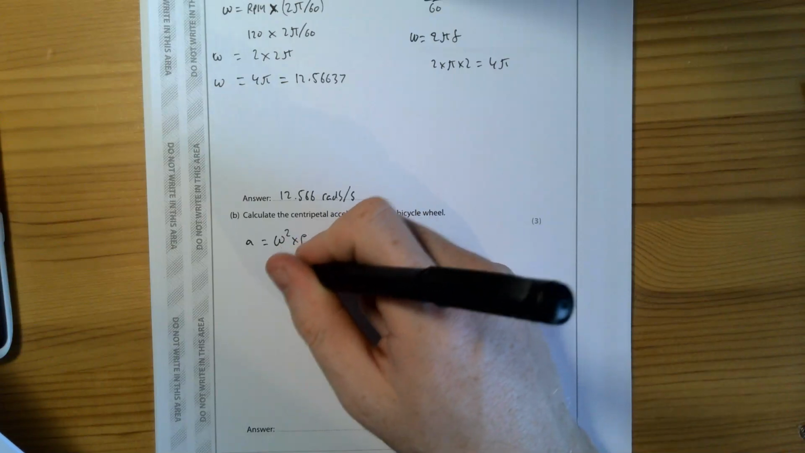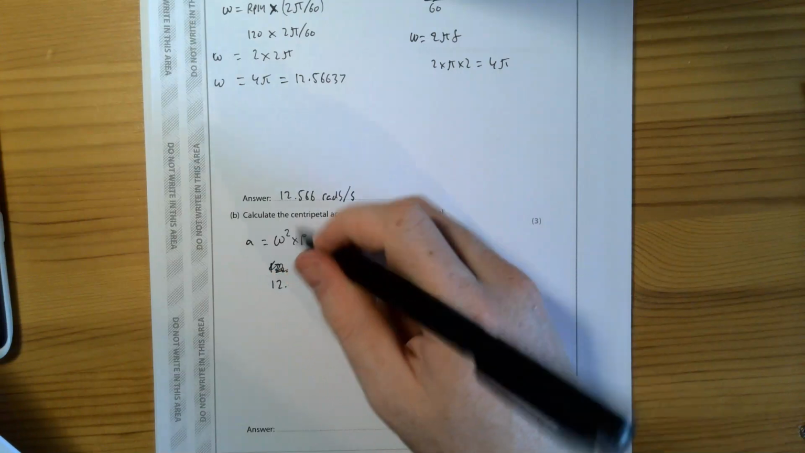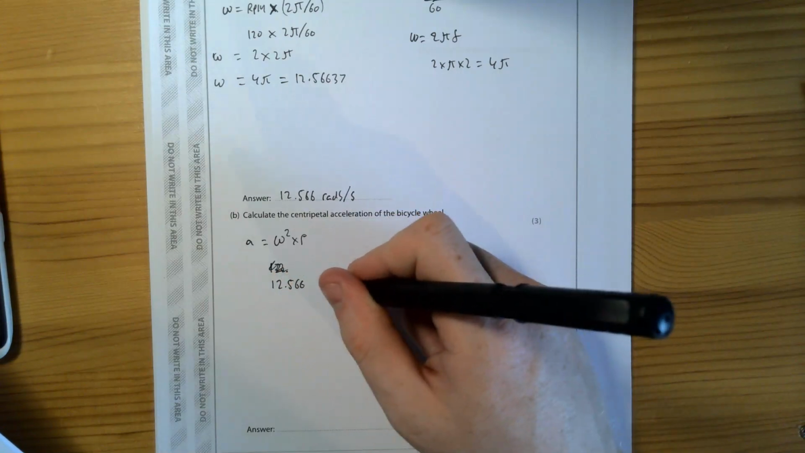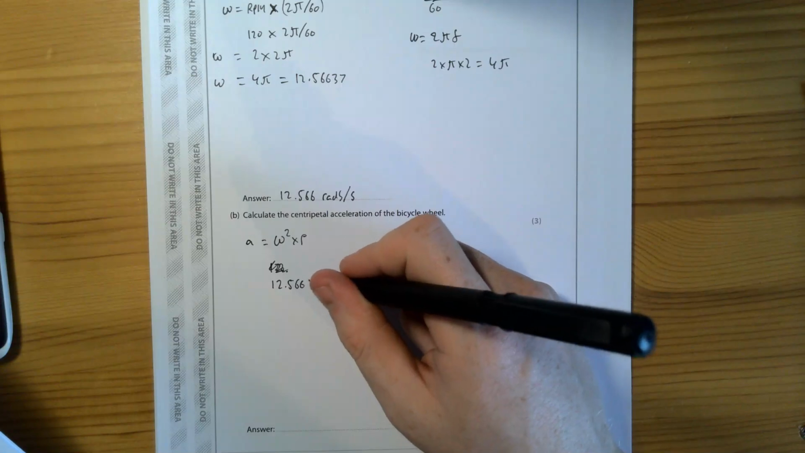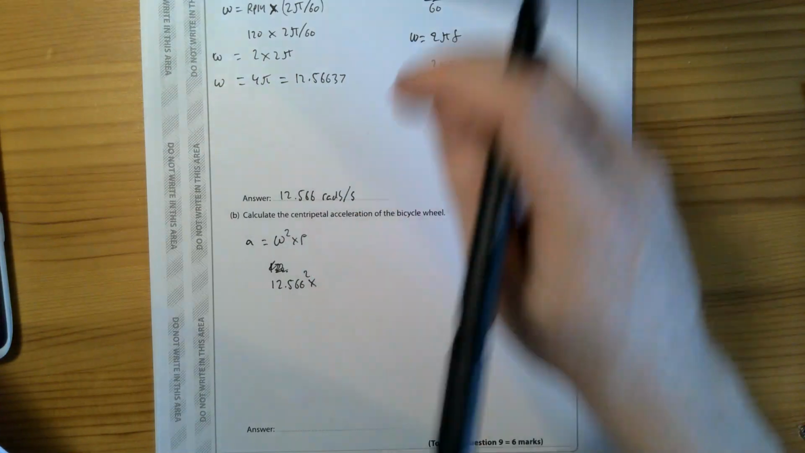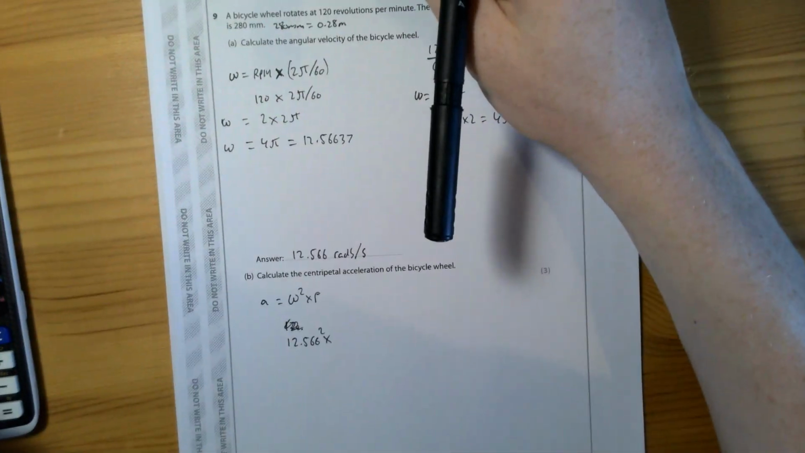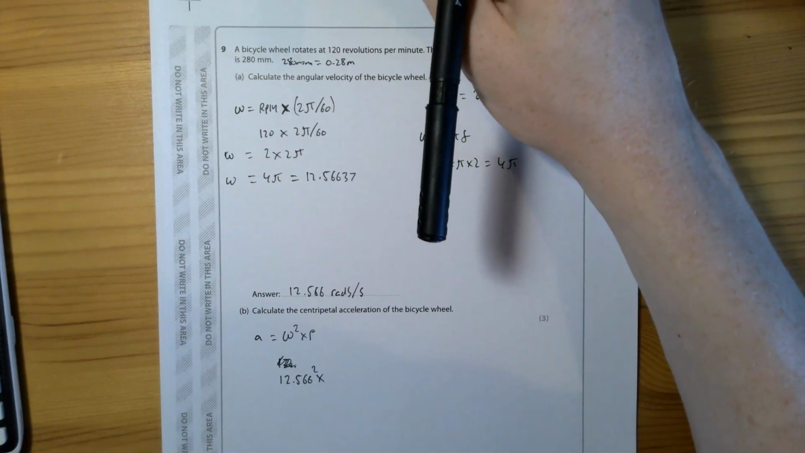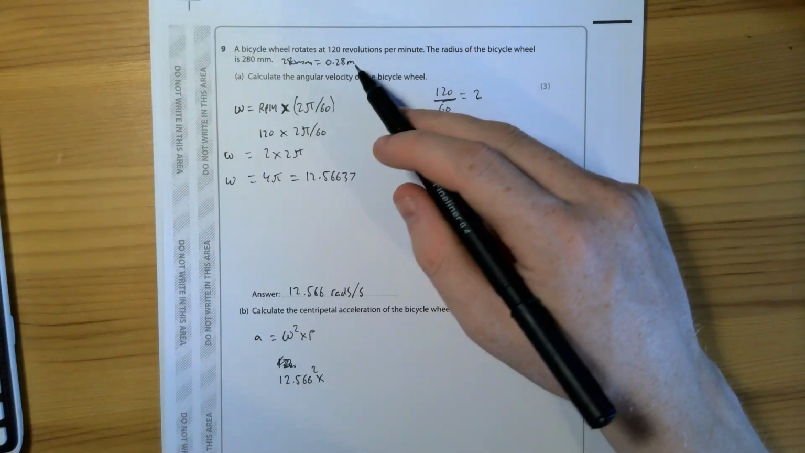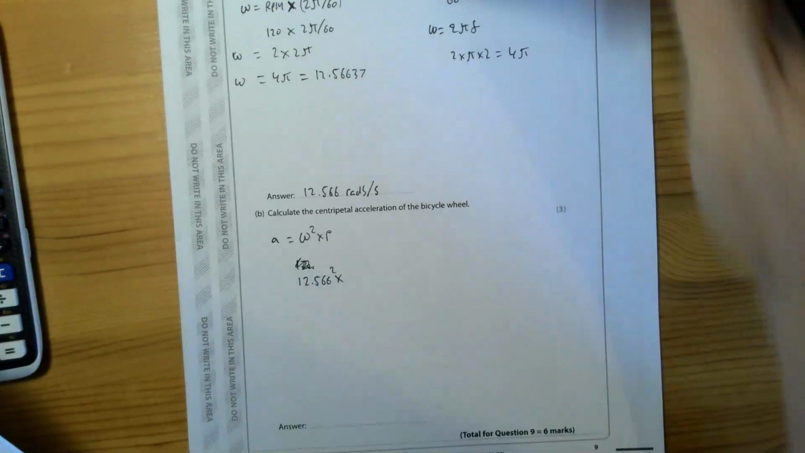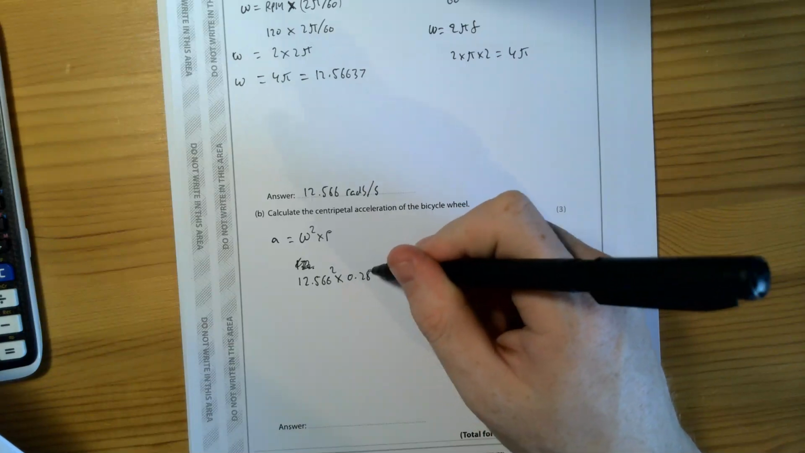What I'm going to do is substitute the values in of 12.566 squared times by the radius, which we worked out to be 0.28 meters at the very top there. Okay, times by 0.28.